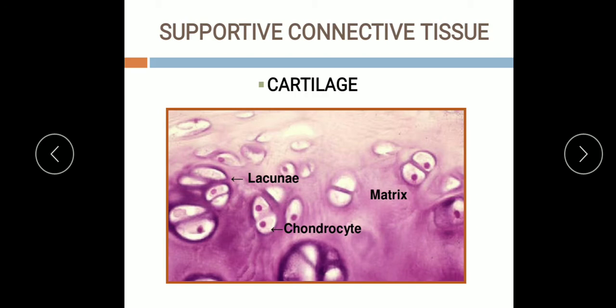Now let us see what cartilage is. Cartilage is a non-porous tissue. Non-porous means without pores, and it has a matrix. You can see this is the matrix present in the cartilage. There are no nerves or blood vessels in it, and cartilage has cells in it. These are known as chondrocytes. The cells of the cartilage are known as chondrocytes. They are present in fluid-filled spaces, and these spaces are known as the lacunae.